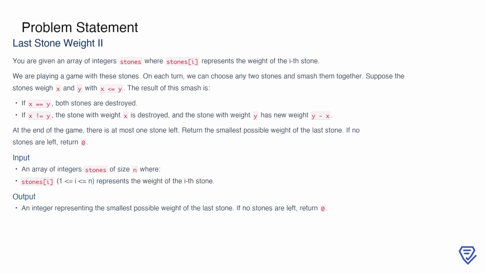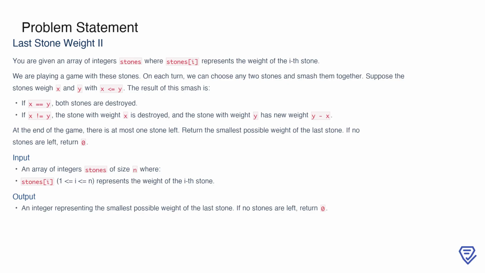In this problem, we are playing a game with stones, where each stone has a specific weight given in an array called stones. On each turn, we pick two stones, smash them together, and depending on their weights, we either destroy both stones or create a new stone with a reduced weight. Specifically, if the weights of the two stones are equal, both are destroyed. However, if the weights are different, the smaller stone is destroyed, and the larger one is reduced by the weight of the smaller stone. This process continues until there is either one stone left or no stones at all.